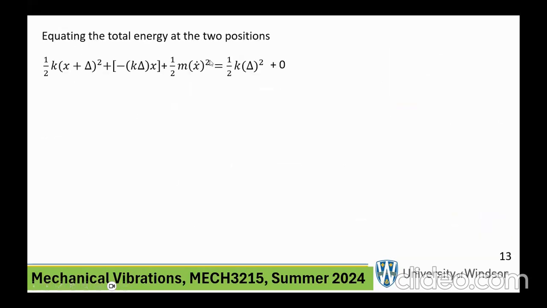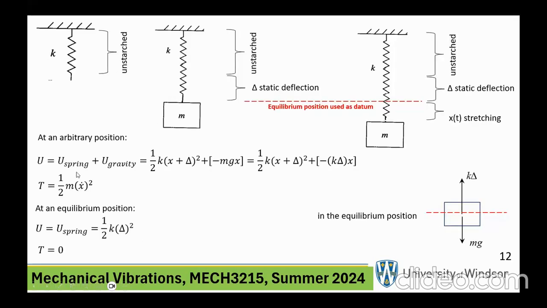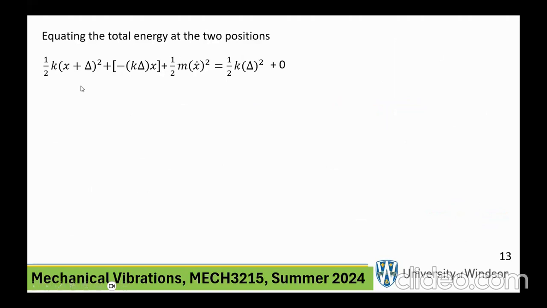Now, the potential energy at an arbitrary location, let me go back. It was right here. This is at an arbitrary position. This is the potential energy at an arbitrary position after pulling it by x of t, and this is the kinetic energy of it right there. Potential energy at an arbitrary position plus kinetic energy at an arbitrary position equals potential energy at the equilibrium position plus kinetic energy at the equilibrium position, and it's not moving, and therefore it was zero.